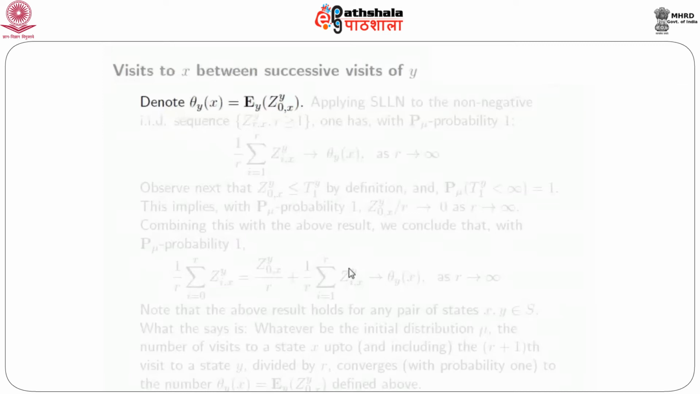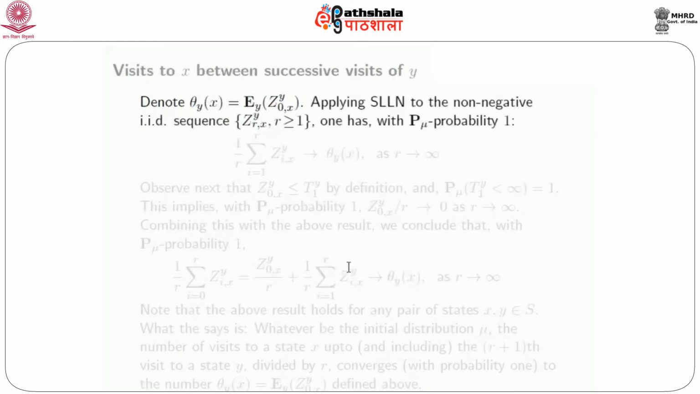So this is, roughly speaking, the expected number of visits to the state x for a chain starting at y up to the time that the chain returns to y for the first time. So that's what it is. This is, of course, going to be clearly from what we have just now proved, the common expected value of the zr, r greater than or equal to 1, under any p mu. So applying strong law of large numbers to the non-negative iid sequence zr xy for r greater than or equal to 1, you do get with p mu probability 1 that 1 over r sum I equal to 1 to r z I x y goes to theta y x as r goes to infinity.